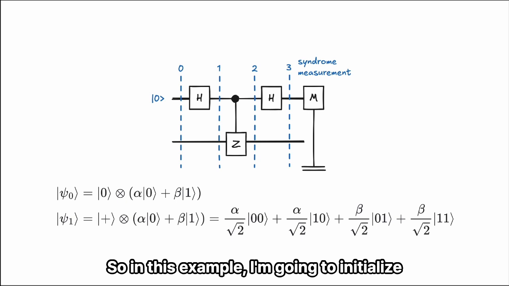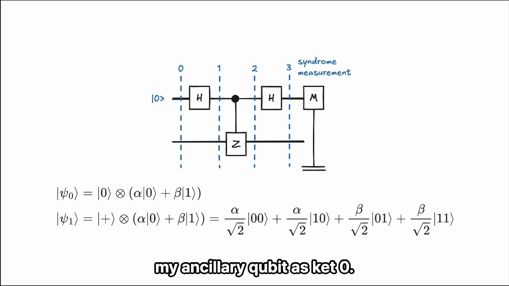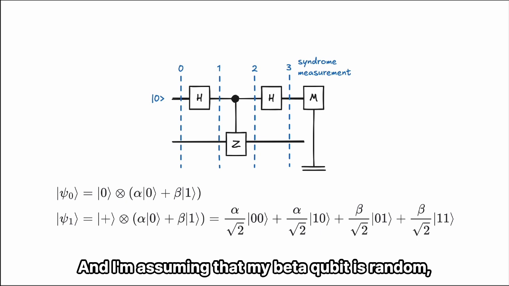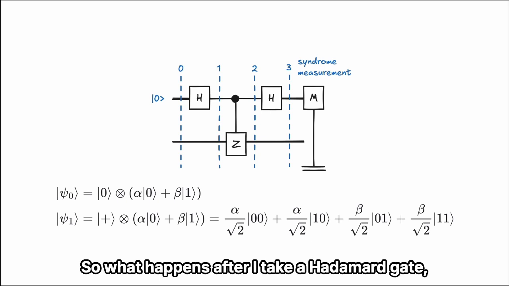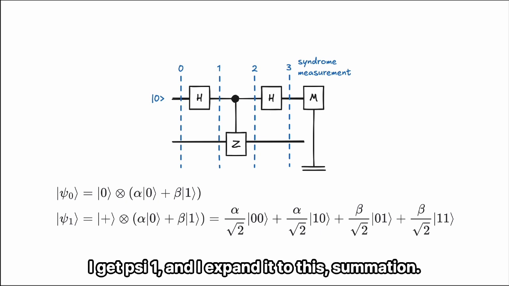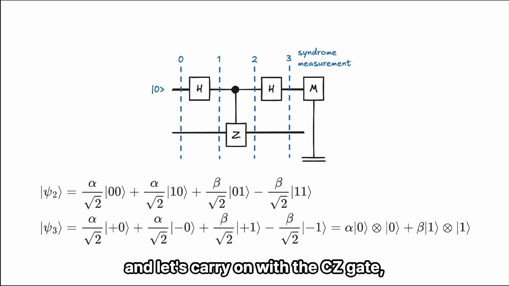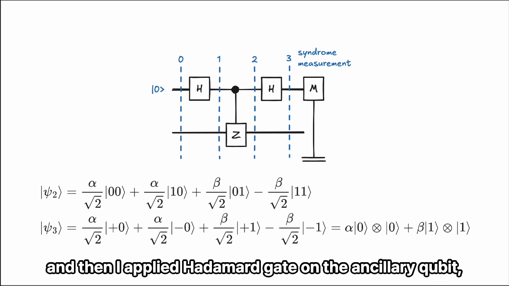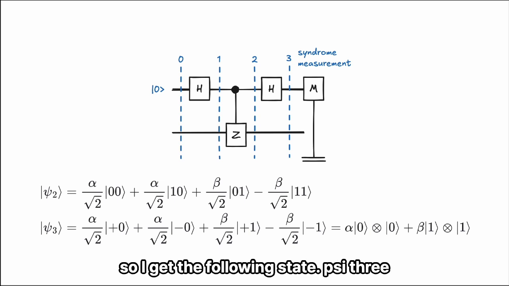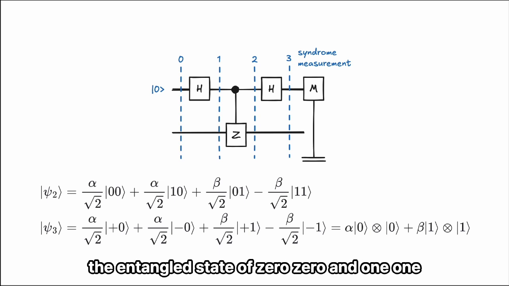In this example, I'm going to initialize my ancillary qubit as ket0, and I'm assuming that my theta qubit is random, so I'm going to denote it as alpha ket0 plus beta ket1. So what happens after I apply a Hadamard gate? I get psi1 and I expand it to this summation, and let's carry on with the CZ gate. I get psi2 as follows, and then I apply the Hadamard gate on the ancillary qubit. So I get psi3, the entangled state of 0,0 and 1,1.